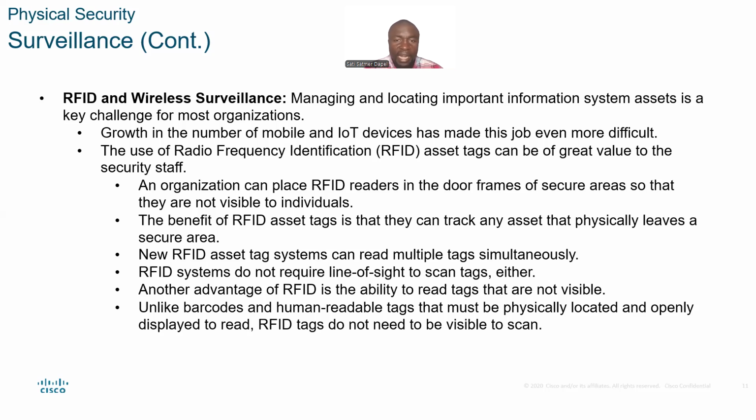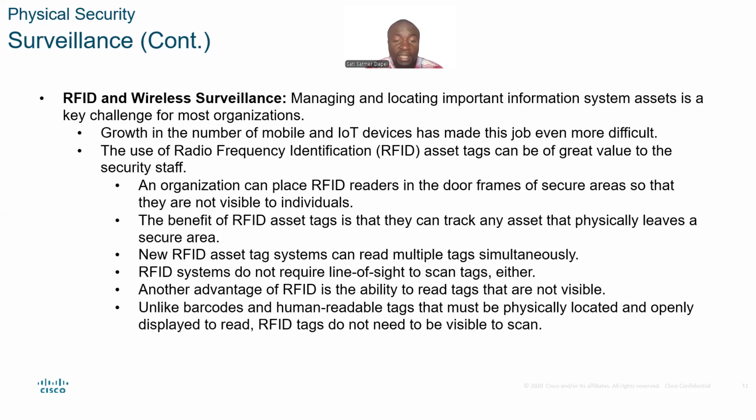So an organization can place RFID readers in the door frames to secure areas so that they are not visible to individuals. So the benefit of RFID asset tags is that they can track any asset that physically leaves a secure area. That's just what I said. So the new RFID asset tag systems can read multiple tags simultaneously. RFID systems do not require line of sight to scan tags.